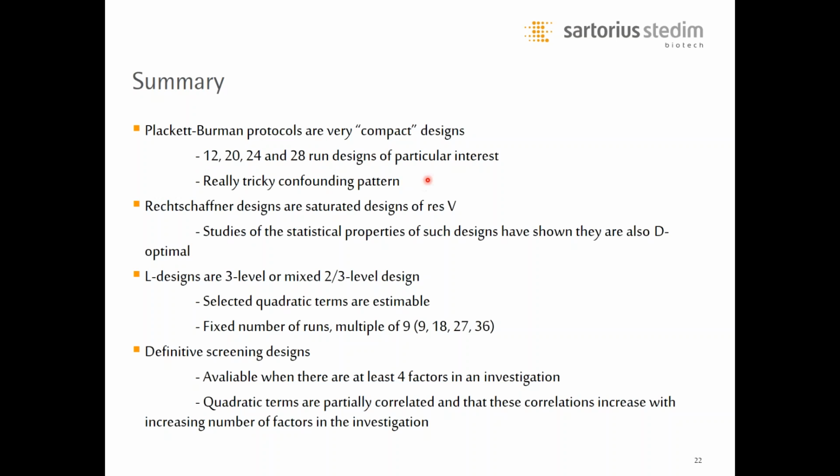These designs support linear models, and the drawback is that you get a really tricky confounding pattern, so they can be hard to upgrade if you want to unconfound confounded terms. If experiments are very expensive, we have another design family called the Rechtschaffner designs, which are saturated designs of resolution 5. And some literature studies of these designs, looking into the statistical properties, have also concluded that these designs are also the optimal. We have also discussed L designs that are pure 3-level designs, or in one case a mixed 2-3-level design. You can estimate linear terms and selected quadratic terms with these designs, but they offer no possibility to estimate two-factor interactions.